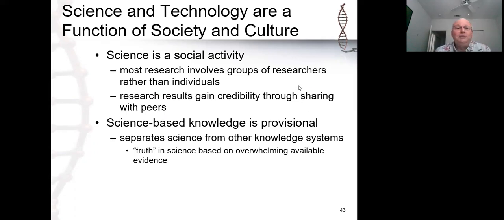So the final thing is to recognize that science does not exist in a vacuum either. It is part of what society does. It is a social activity. No researcher does their work in isolation. They work within research groups. They interact with other research groups. It is a worldwide activity, and research in the same subject is being carried out by different groups located in different areas.